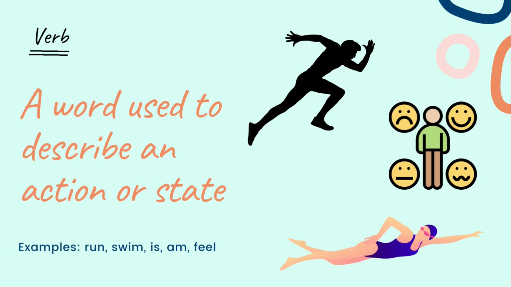What is a verb? A verb is a word used to describe an action or state of the subject. Many verbs give the idea of action, of doing something. For example, words like run and swim. While some verbs do not give the idea of action, they give the idea of existence, of state, of being. For example, am, is, feel.